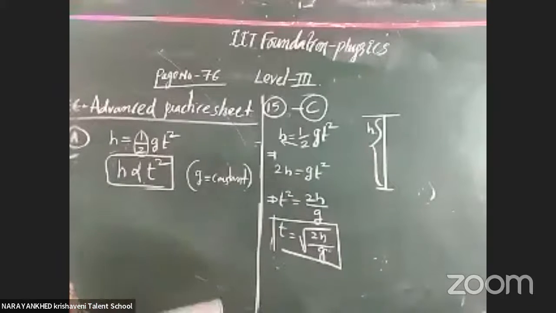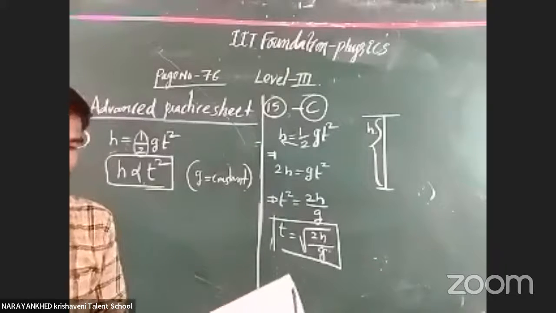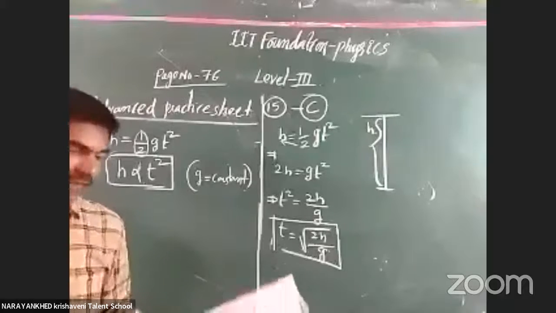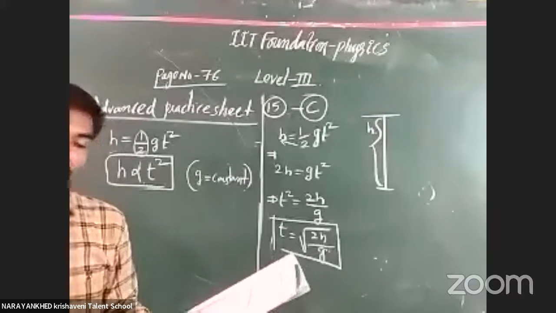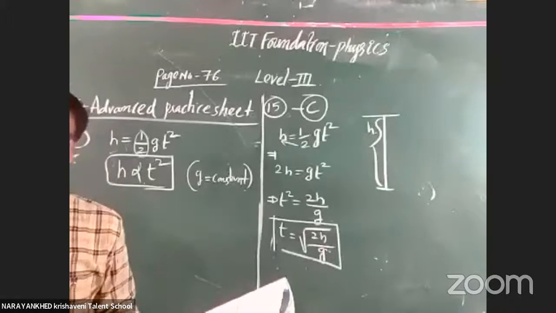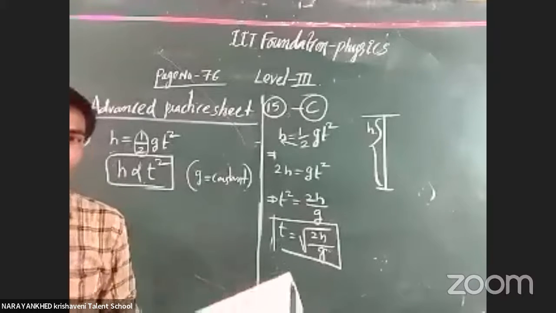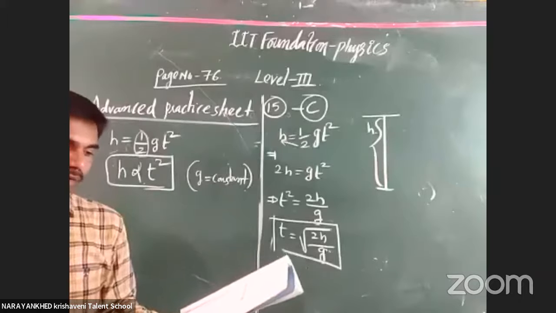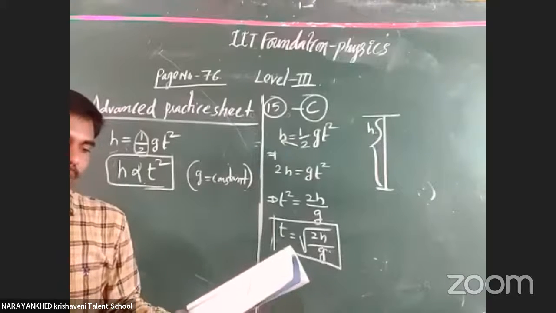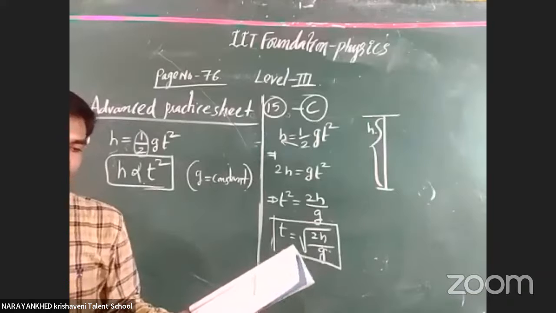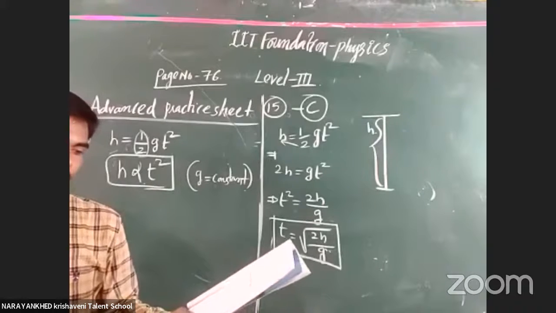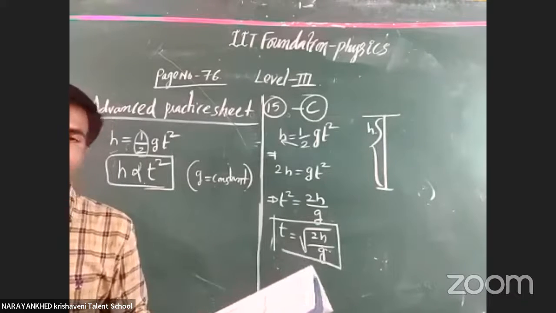Linked type, comprehensive type questions are there. When a body is dropped freely, what happens to its velocity? Does it increase or decrease? A body released from the top of a tower h meters high takes t seconds to reach the ground. Where is the body t by 2 seconds after release?